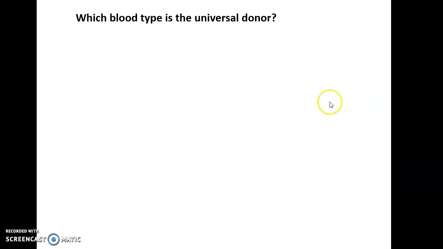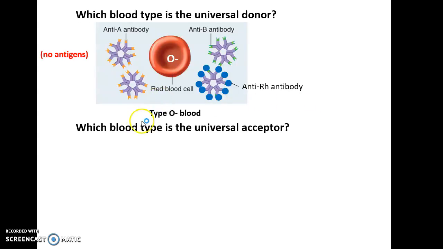All right, which blood type is the universal donor? It can donate blood to anybody. Hopefully you said O negative. O negative, remember the negative, is the universal donor. There are no antigens on their red blood cells, smooth as a baby's butt, so they can be giving that blood to anybody.